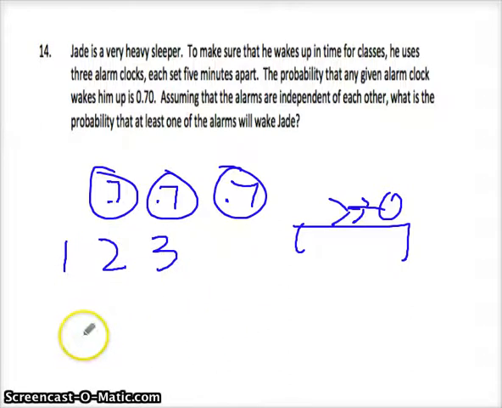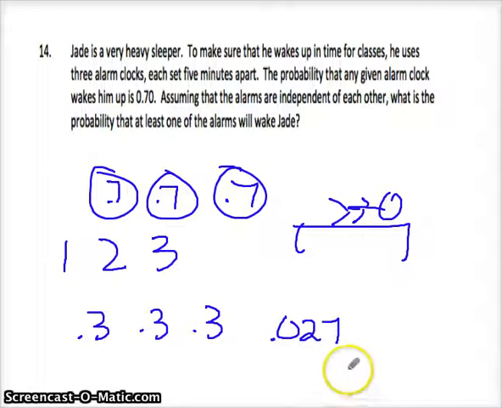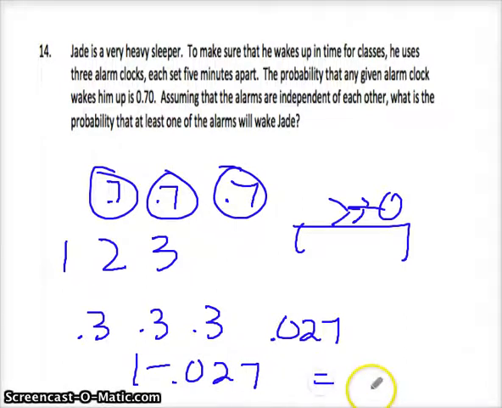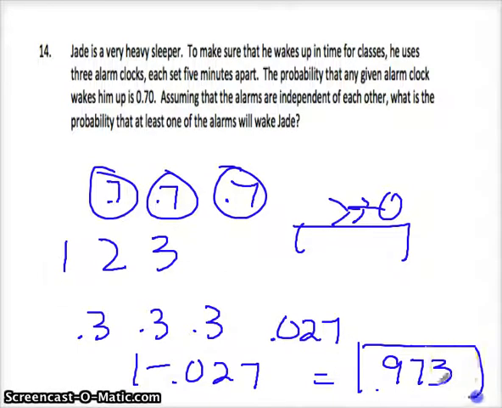Again, let's find the probability that none would wake him up. 0.3, 0.3, 0.3, which is 0.027. Okay, so that's the probability that none would wake him up, and the complement is 1 minus 0.027. See if you can do this in your head. 0.973. Okay, see how that works out. Okay, let's see if this helps you in understanding those questions on lesson 9 with conditional probability.